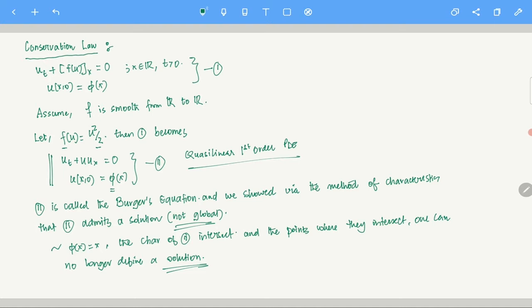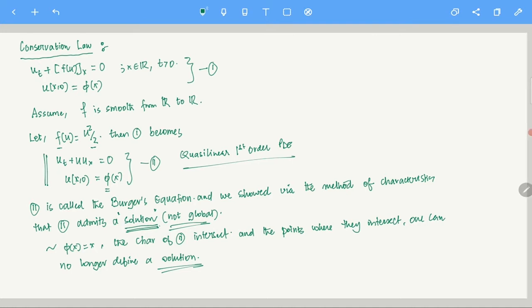Here one very important thing which we need to remember is, when we say that it admits a solution, very important, what do I mean by solution? You need to understand what a solution is. Solution can be of two parts.